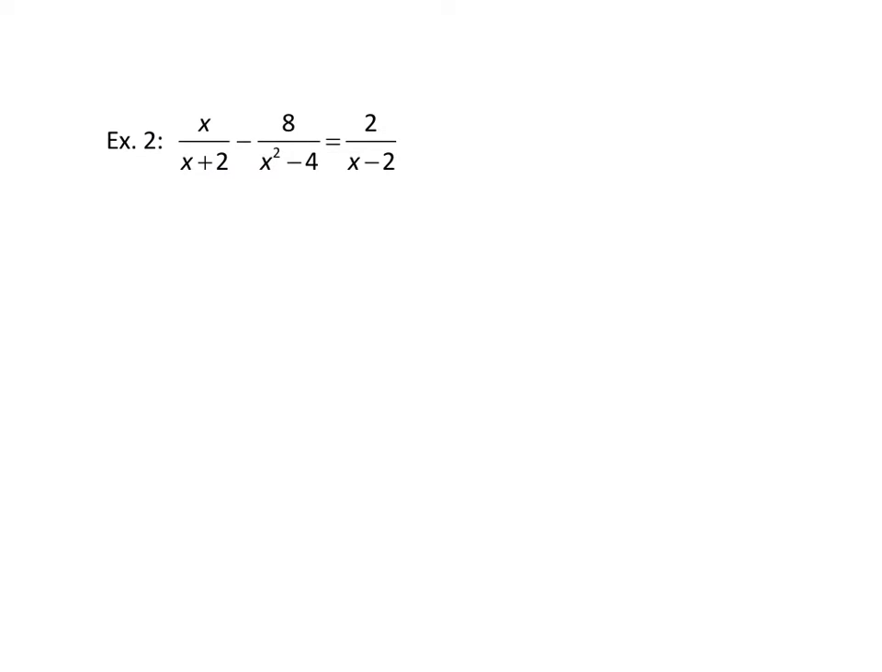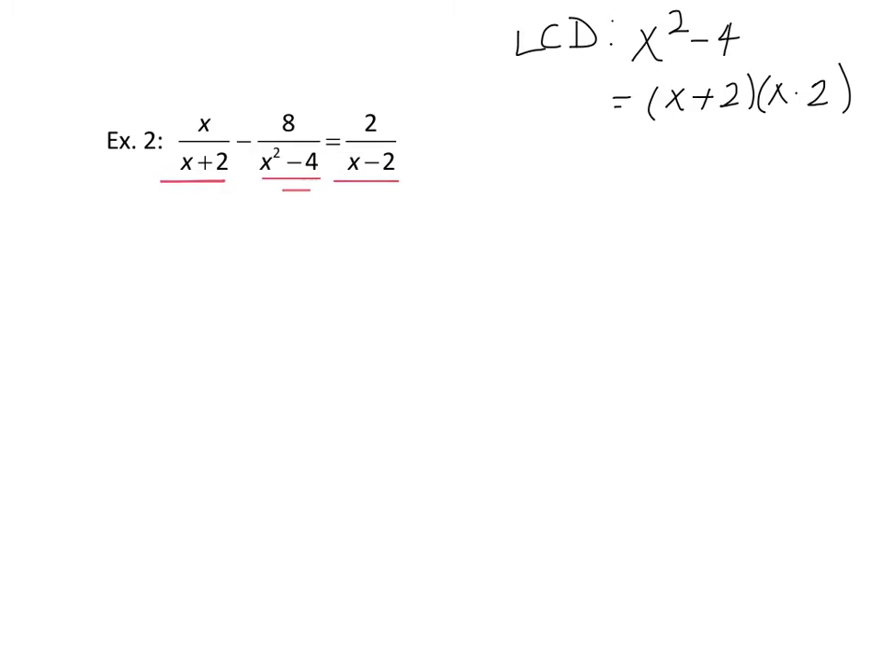Alright, so let's take a look here. We need to find our LCD. The only denominator that can be factored is x squared minus 4, and that factors into x plus 2 times x minus 2, which happens to be our LCD, considering that the first fraction has x plus 2 as a denominator, and the last fraction has x minus 2 as a denominator, and the middle fraction has both of those terms. So we will use x plus 2, x minus 2 as our LCD, and as I said, I'm going to go through and multiply each term by that LCD.